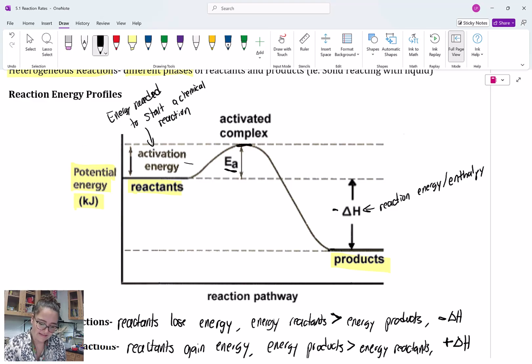Okay? And that's the difference between the reactants and the activated complex, which is just the moment of collision. Okay? That moment that those two reactants have collided. Okay? And they will either fall into products or stay as reactants.